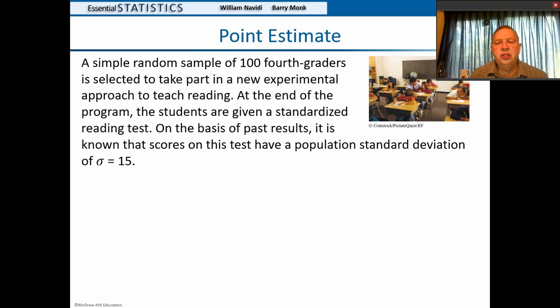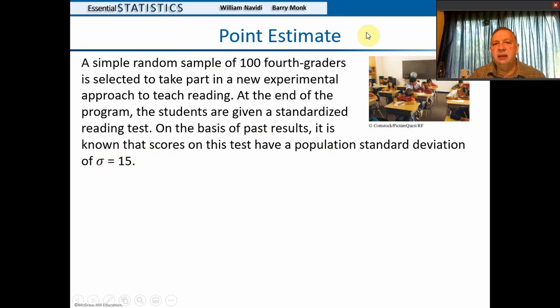So here's the idea that we need to develop. A simple random sample of 100 fourth graders is selected to take part in a new experimental approach to teach reading. At the end of the program, the students are given a standardized reading test, and on the basis of past results, it is known that scores on this test have a population standard deviation of sigma equal to 15. What we'd like to do now is to develop some idea of what the population mean is. In this case, I've got the population standard deviation from past studies, but where do I get started on developing what the population mean is?